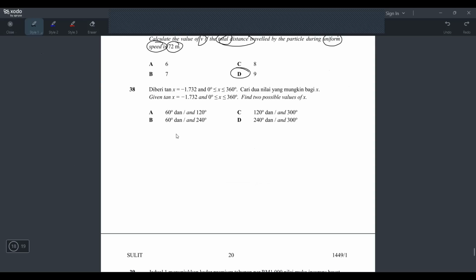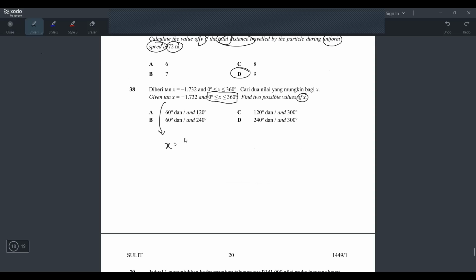Okay, 38. This is trigo. Given tangent X is this, and X is between 0 and 360. It means there's two answers. If they mention like this, 0 to 360 means there's two answers. Okay, and then find two possible values of X. Okay, how to do? Okay, why I cakap ada dua jawapan? Okay, let me show you.